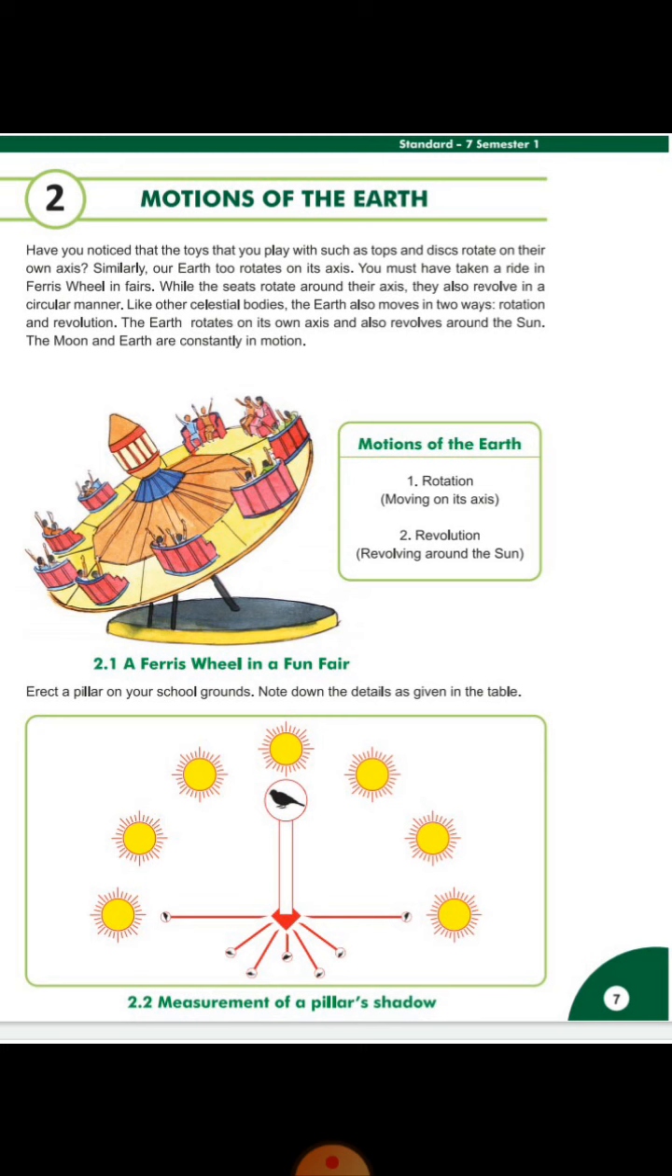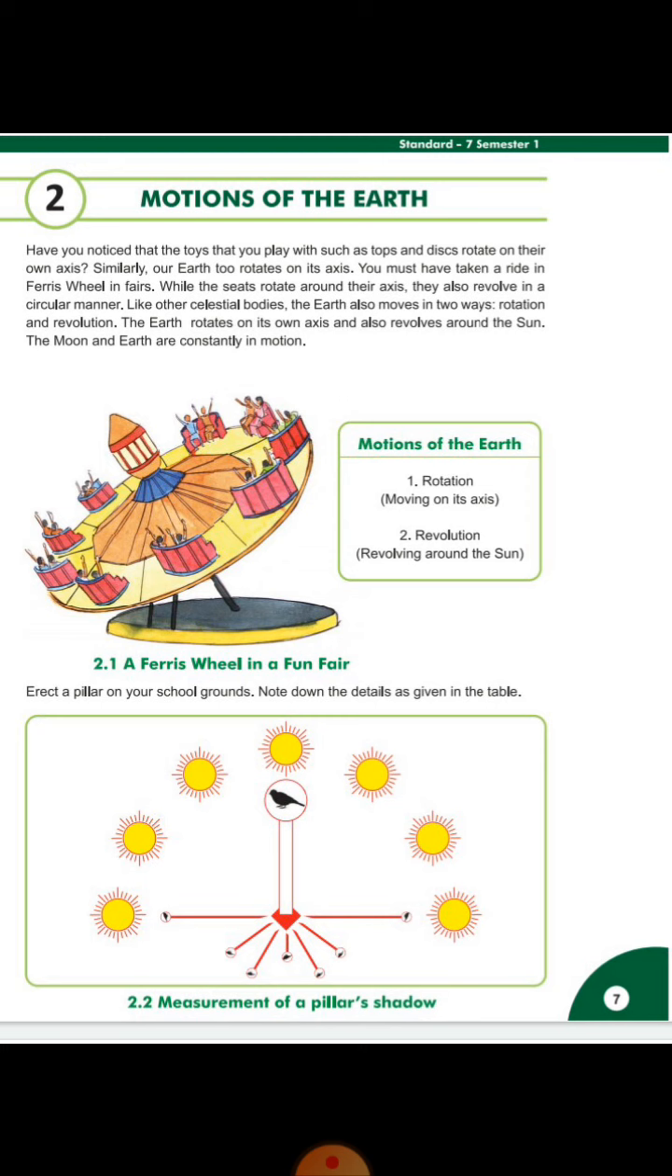Now a picture is there. Erect a pillar on your school grounds. Note down the details as given in the table. You know that doing it on the school ground is not possible in the present situation, so you can do it at your home or any place. You can keep a stand there and watch its shadow on the top of the stand. Something you can keep there, a picture or whatever, like on page number 7. Then you can observe it from morning to evening.